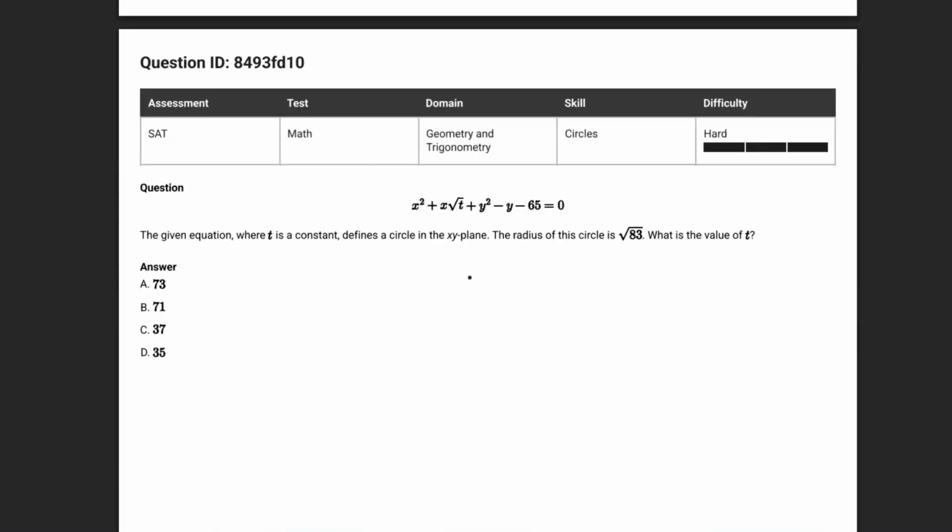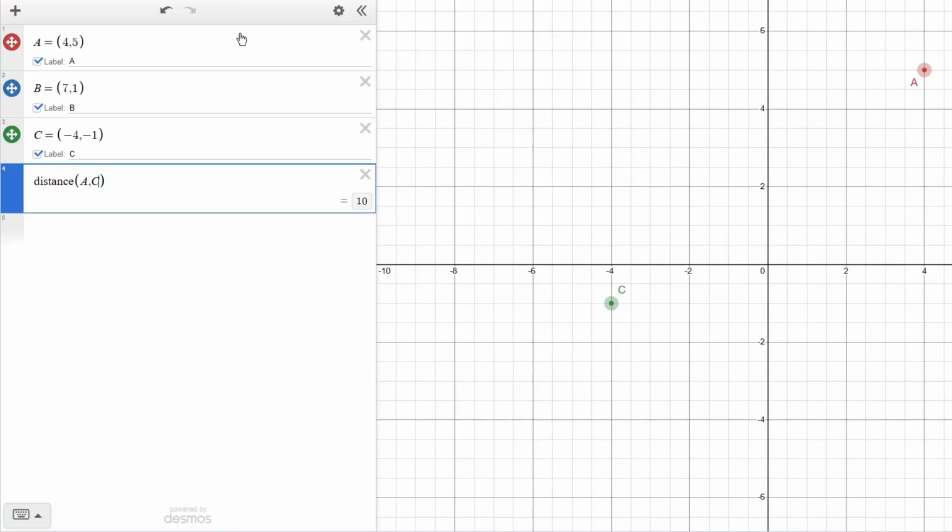All right, next question. This one seems hard, but it's also one of those questions that seems hard but is very easy to solve. It says the given equation, where t is a constant, defines a circle in the xy plane. The radius of this circle is square root 83. What is the value of t? In my mind, the easiest way to do this is just graph this in Desmos and then test these values for t, and whichever one gives you a radius of square root 83 would be your answer. So let's jump to Desmos.